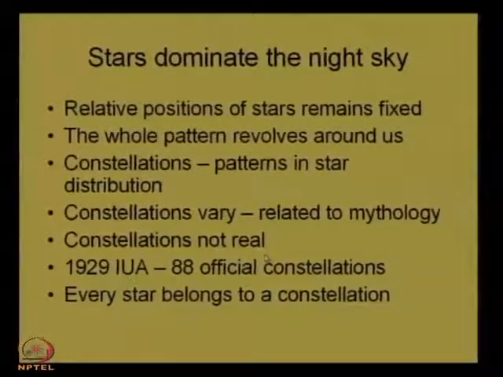Okay. Now the ancient people, they looked at the sky and they identified fixed patterns, and these patterns which they identified are called constellations. So I have already discussed the first 2 points. The relative positions of the stars are fixed and the whole pattern rotates around us. So we are now discussing this third point, that the ancient people identified these patterns in the distribution of stars in the sky, and these are called constellations.